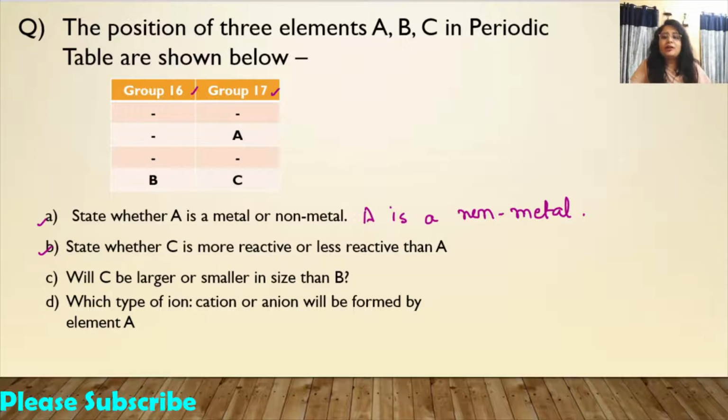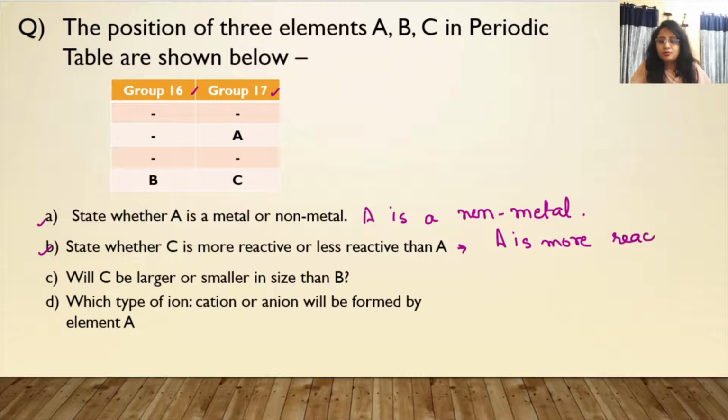It means the reactivity of the element in the group on the upper side is high in comparison to the elements on the downside of the group. So we can say here that A is more reactive. Now come to the third question.